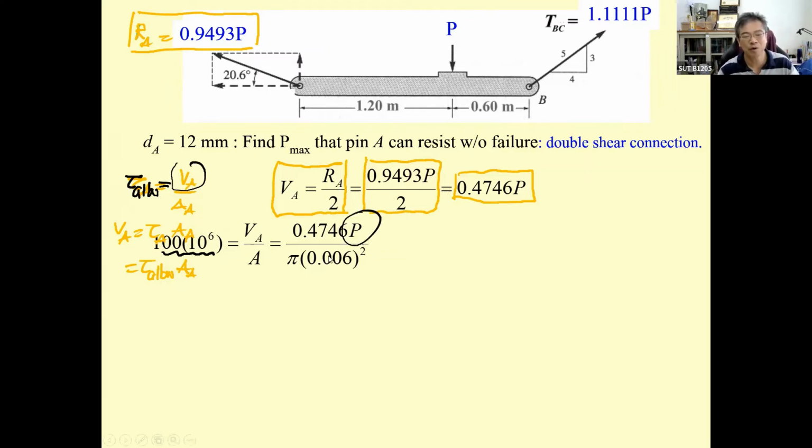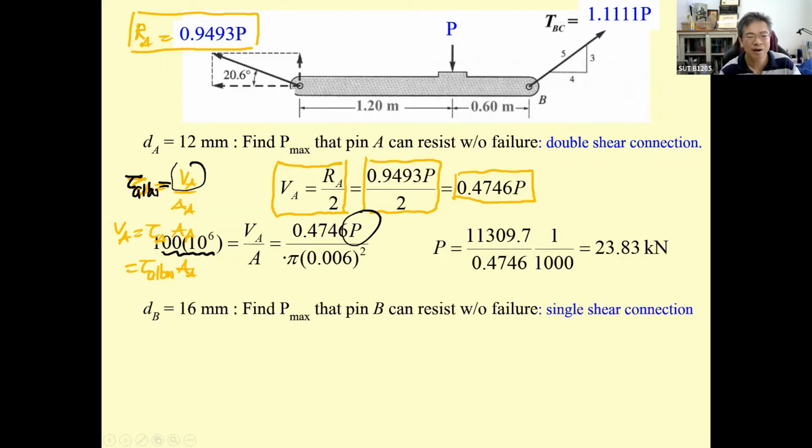Just put everything to this one, and then you get the P. Rearrange the equation. You get the P of 23.83 kilonewton.